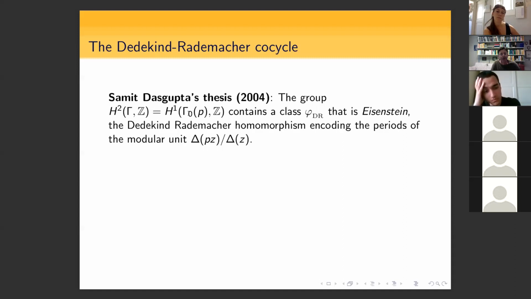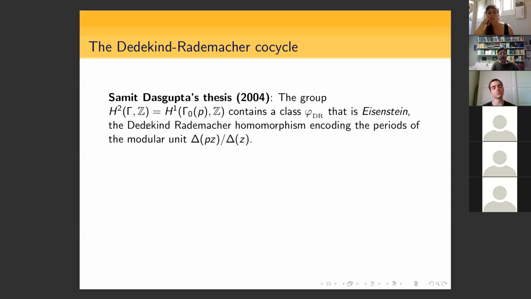And the starting point is that the group H^2 of gamma with coefficients in Z, where gamma still is our Ihara group, is essentially identified with the first cohomology of gamma with coefficients in P, and that first cohomology contains an interesting class, which is Eisenstein for the Hecke operators. So Eisenstein, in the sense that Hecke operators act with the same eigenvalues as on an Eisenstein series of weight 2 and level P.